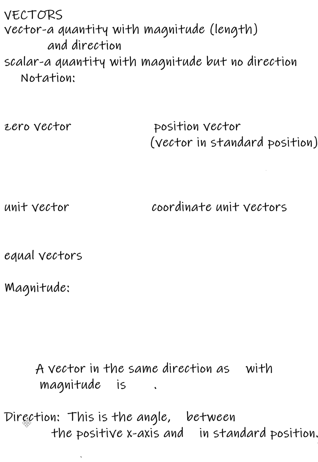I want to talk about vectors. A vector is a quantity with magnitude, which we also can think of as length, and direction. Now, in the world of vectors, if we're talking about just a number, we call that a scalar. A scalar is a quantity with magnitude, but it doesn't have a direction, so it's just a value.